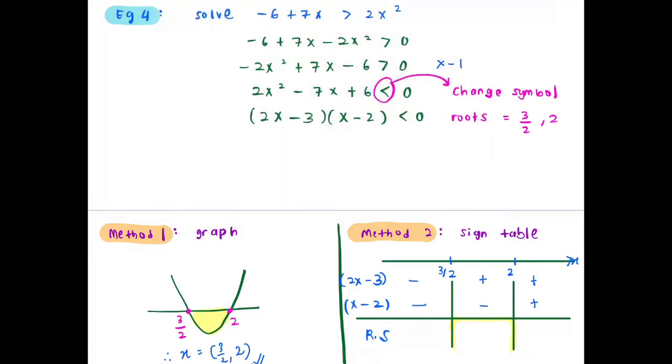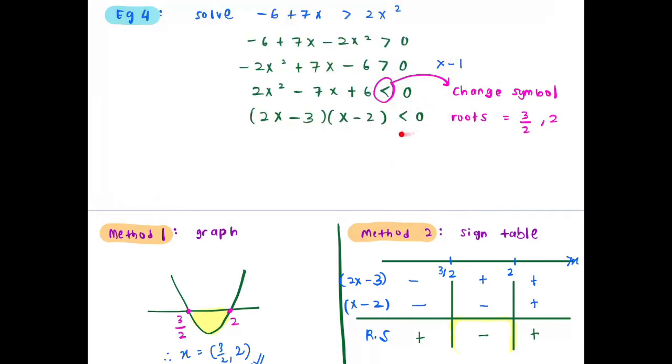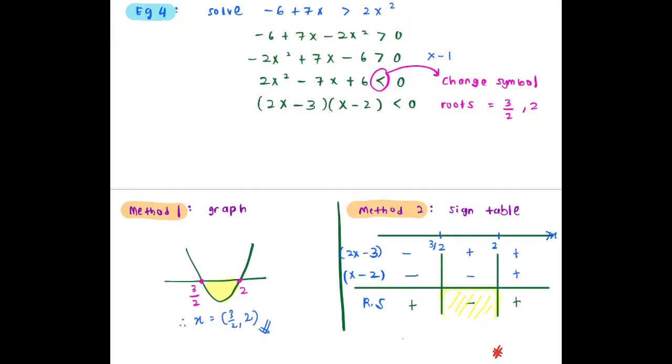So now let's do the resulting sign. Minus times minus is plus. Plus times minus is minus. Plus times plus is plus. So what do we want? We want a negative sign. So this is the negative sign, so this will be your answer. So what is the interval here? Therefore x is from 3 over 2 until 2, not included. So that is our final answer.